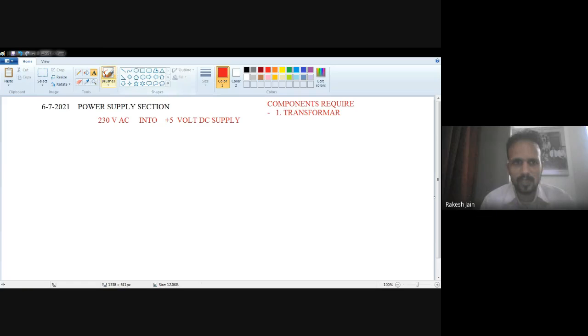The first component required to build is the transformer. A transformer is a device which converts AC into AC. First of all, understand about this transformer. A transformer is a device which converts AC supply into AC supply. But the output AC may be decreased compared with the input AC, or the output AC may be more than the input AC. That depends on which kind of transformer you use.